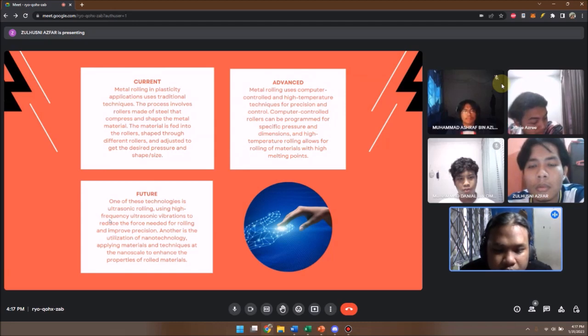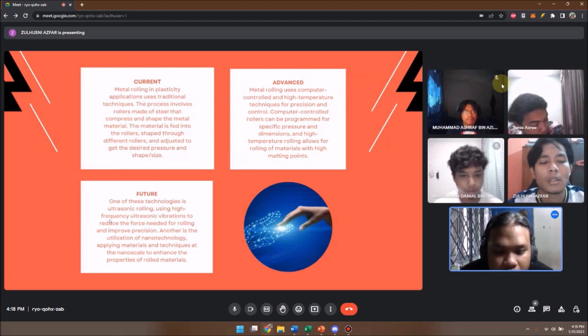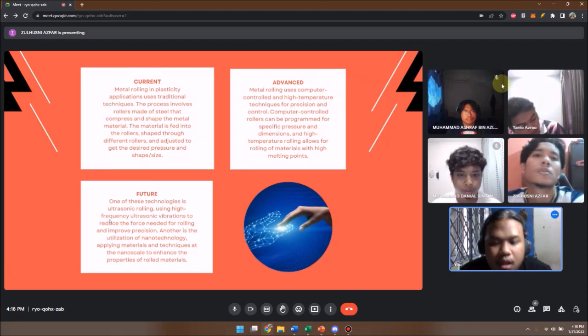Another technology that is being researched is the use of nanotechnology in metal rolling. This involves the use of materials and techniques at nanoscale to improve the properties of the material being rolled. For example, researchers are looking at ways to use nanoparticles to improve the strength, ductility, and toughness of the material being rolled.